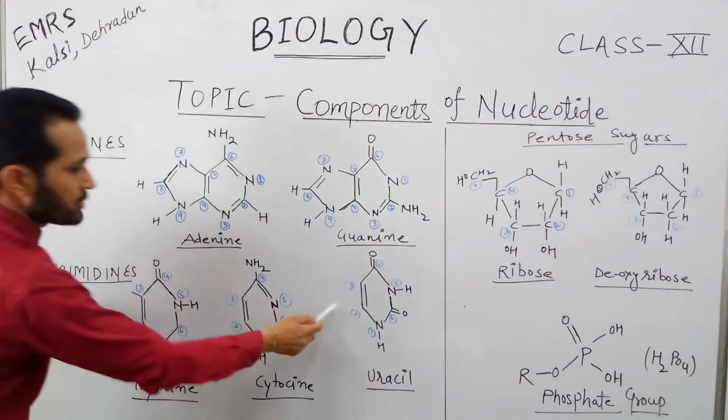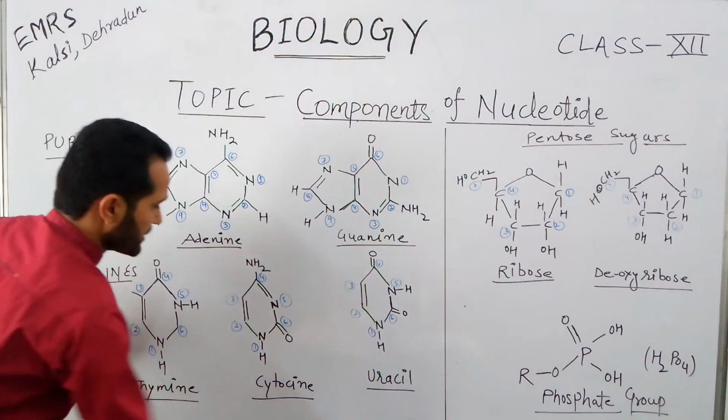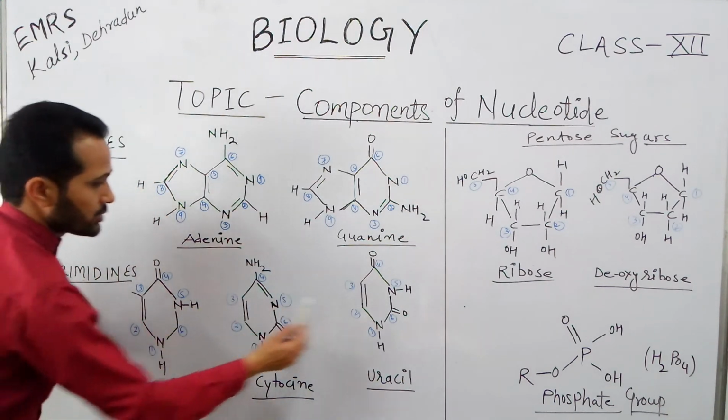Pyrimidines: there are three types of pyrimidines, thymine, cytosine and uracil. These are the structures of thymine, cytosine and uracil.